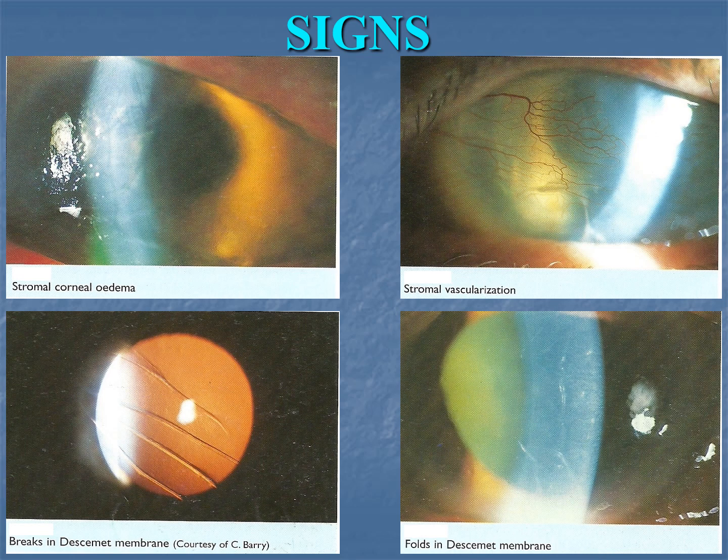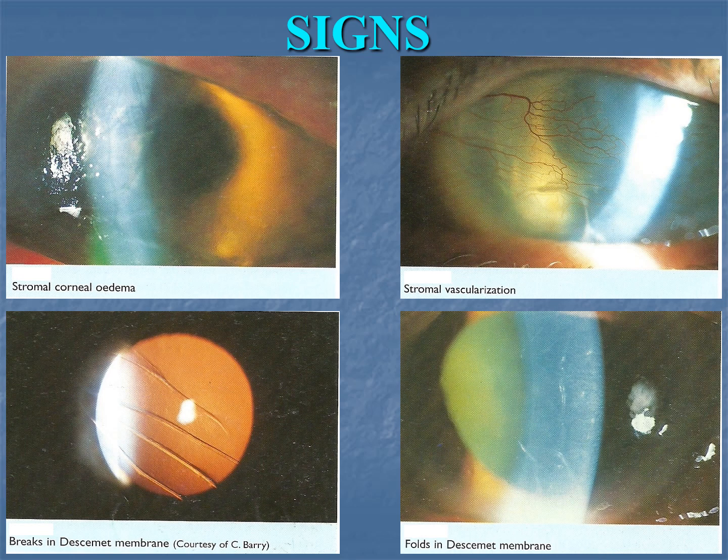In this upper left picture, you can appreciate the stromal corneal edema, generalized haze in the substantia propria. And on the upper right picture, stromal vascularization. The vessels travel into the cornea underneath the epithelium into the substantia propria.